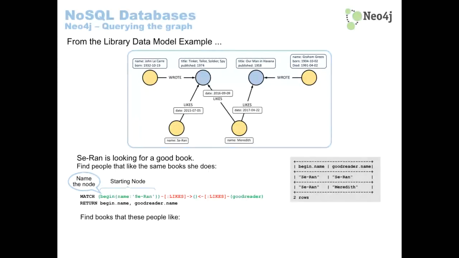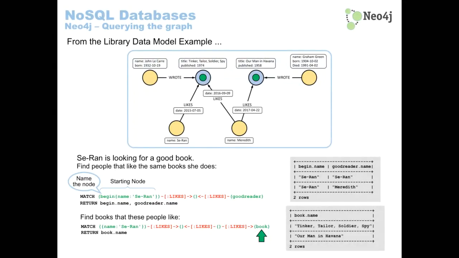So taking it a step farther, find the books that these people like. And so we add this additional link at the end to get back to the books. This is essentially the same query. Following that along the path, we go from this node to that node to this set of nodes to this set of nodes, and then we return the book name and say Seiron has found another book that she may be interested in reading.